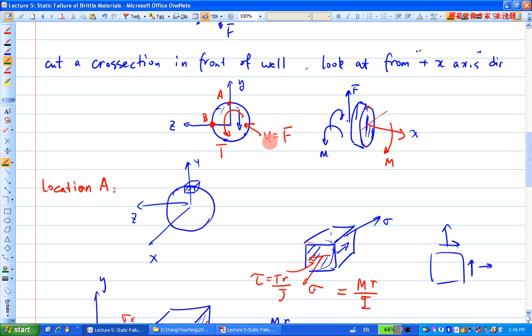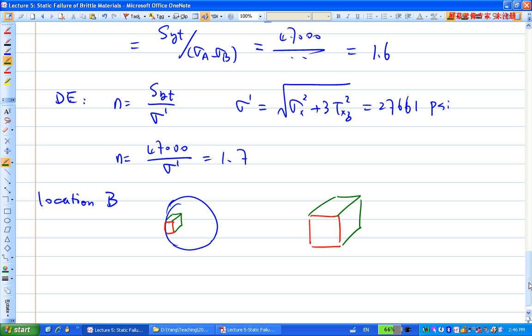This V will give us a shear stress, and it's actually going to be a maximum because this is the neutral axis location. And the torque T will also give us a torsional stress. The direction caused by the V is going down, because the V at the cross section is going down. And the direction of the torsional shear stress caused by the T also goes down. They go in the same direction. So the formula for the torsional shear stress is the same as at the previous location A.